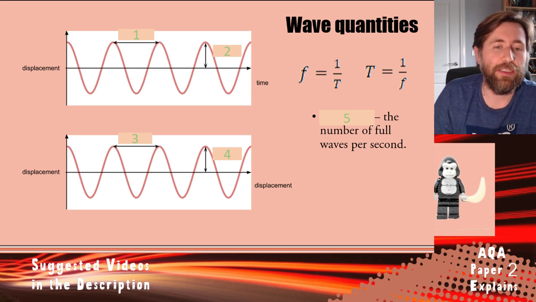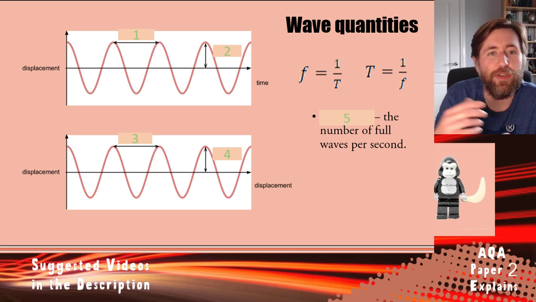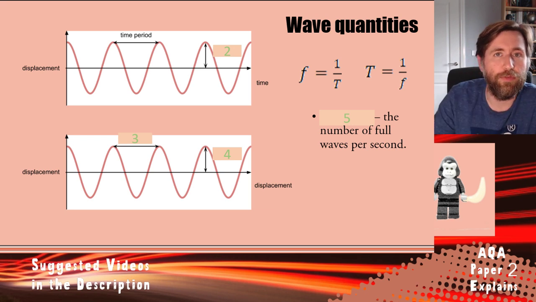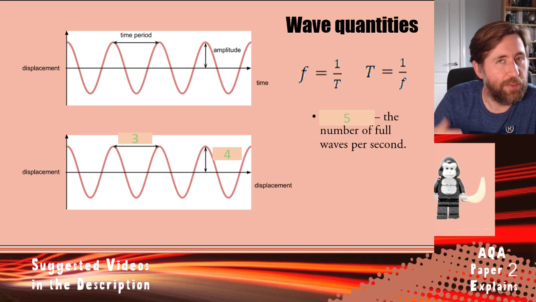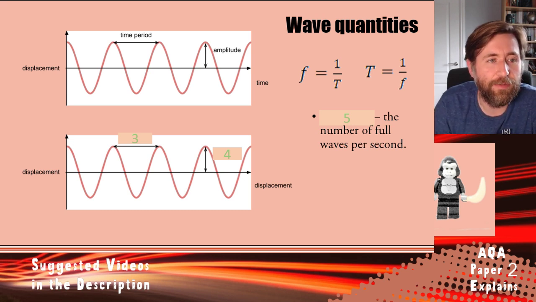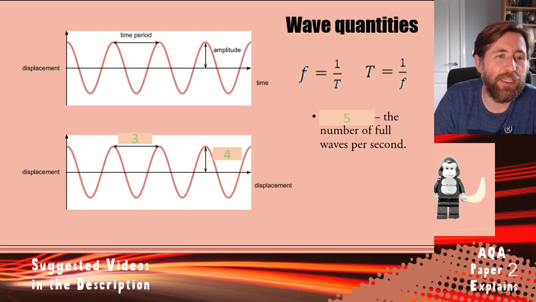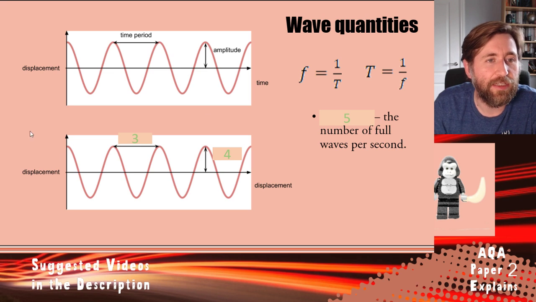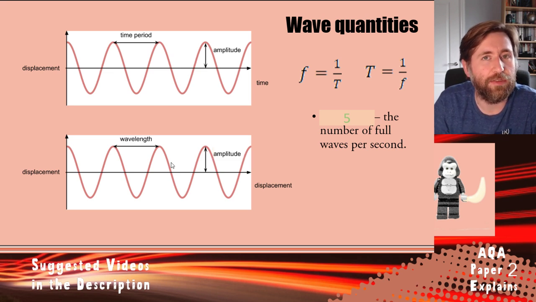Here are two graphs, and they look pretty similar, but one is a displacement versus time graph, and that can show the time period, which is the time for one full wave cycle. And the amplitude can be shown on that as well, which is the height of the wave from the equilibrium position, the center line. The other one is a displacement graph, which shows like a picture of the wave frozen in space. And that can show the wavelength, and it can also show the amplitude.